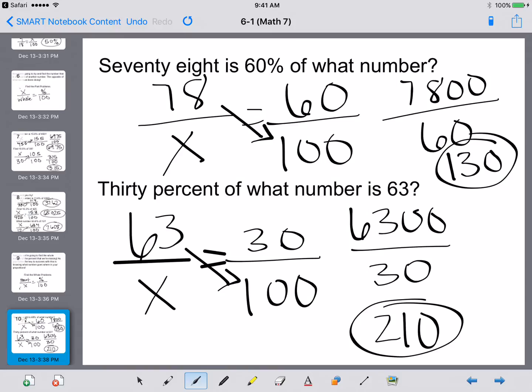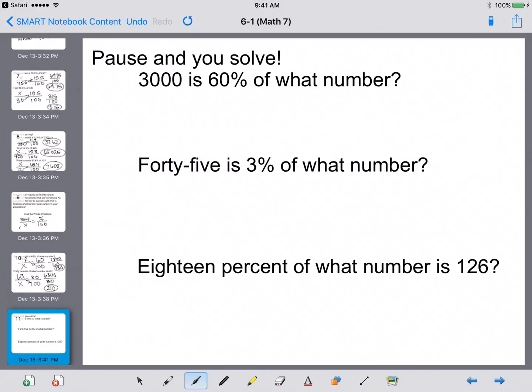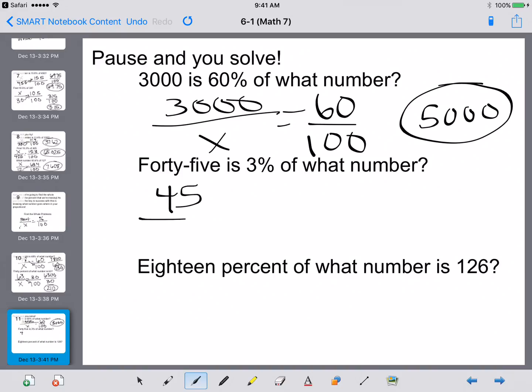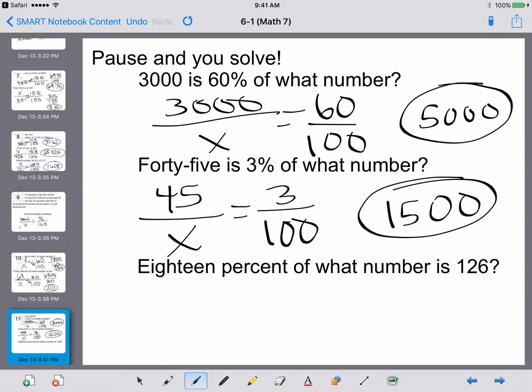So cross multiply and divide. We're going to do this for quite a bit now, so hopefully you've had it going strong. You can pause and solve, and I will put in the answers here for you. $45 is 3% of some number, and we get 1,500. And 18% of what number is 126?